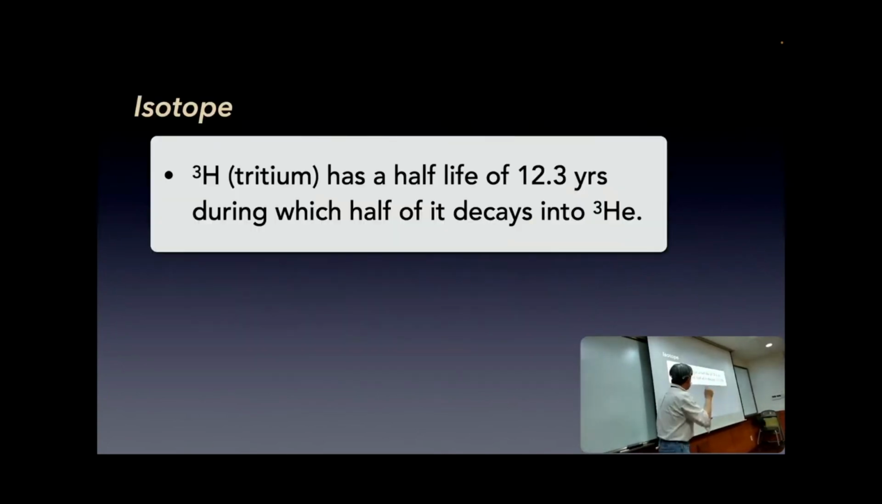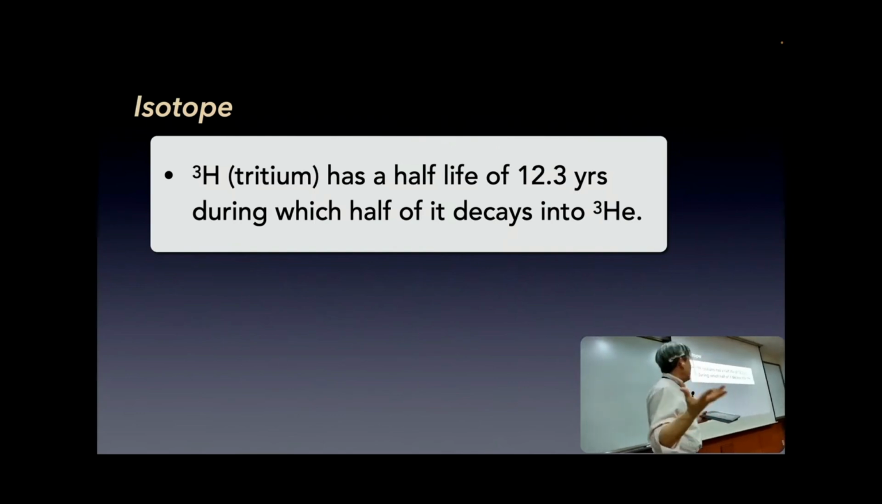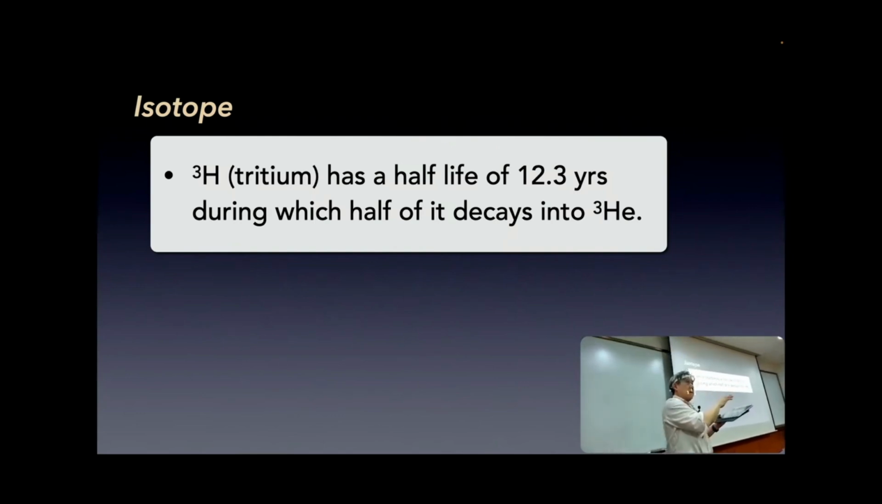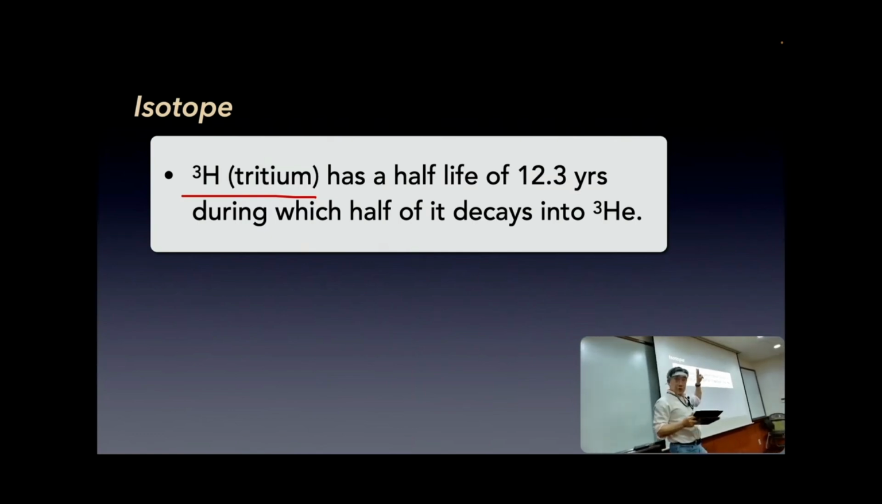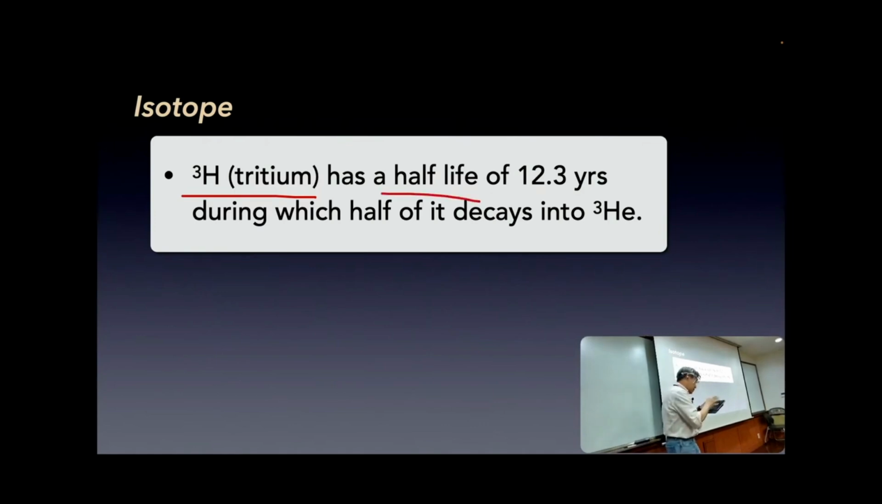Probably giving you an example would be much more intuitive. For example, hydrogen. In hydrogen, there are 3 major isotopes, and this one we call tritium. Hydrogen usually has only 1 proton, but in this case, this hydrogen has 2 more neutrons. That's why it became hydrogen 3. So this is also a radioactive isotope, tritium. Since it is radioactive, we can talk about its half-life.